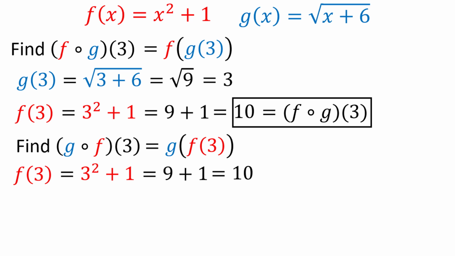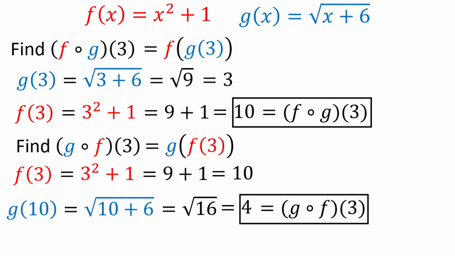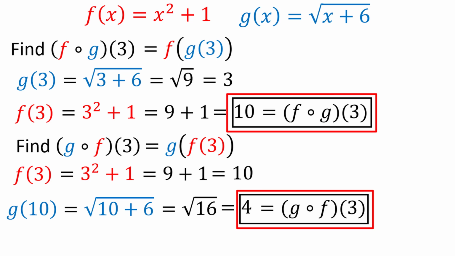10 now becomes our input for function g. We have g(10), which is equal to the square root of 10 + 6, which simplifies to the square root of 16, which is 4. g(f(3)) is equal to 4. Notice that f(g(3)) is not the same thing as g(f(3)), so the order of the composition of functions makes a difference.